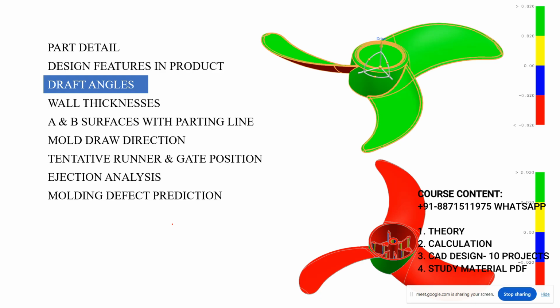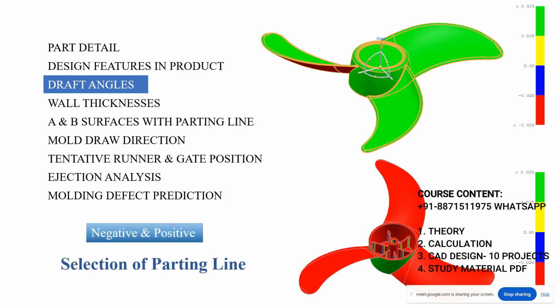Current cavity region, you can say that, right? Here you can see that. So basically, if I am selecting the draft angle, we are selecting the parting line. Where is the parting line of the component? For example, if the component is critical.